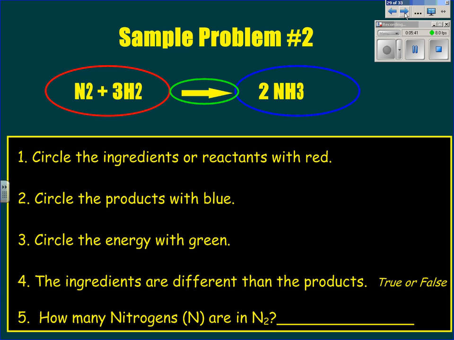And then 4 says ingredients are different than the products, true or false? Well, our ingredients were nitrogen and hydrogen. But that's not what comes out. When it comes out, it's ammonia. So this would be true. They are different than what went in. Finally, how many nitrogens are there in an N2? The correct answer would be 2.